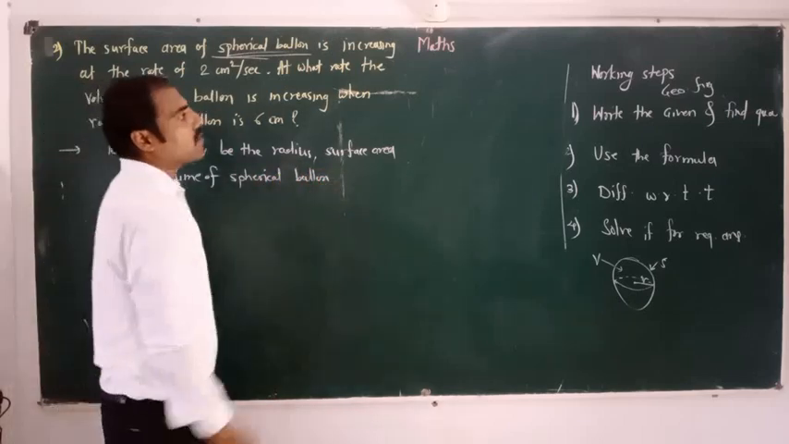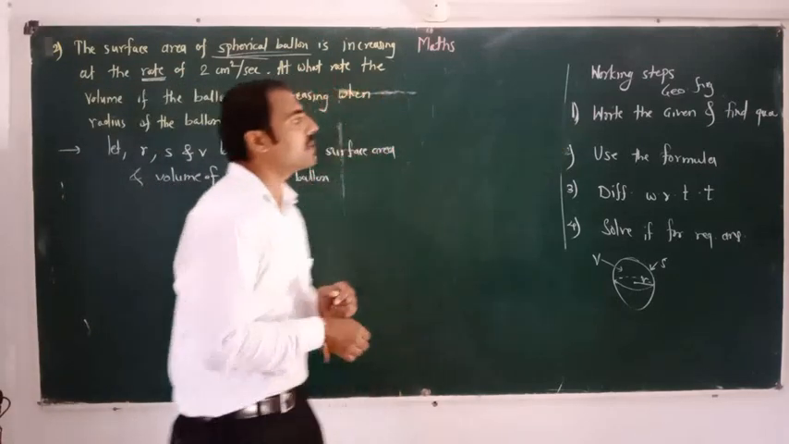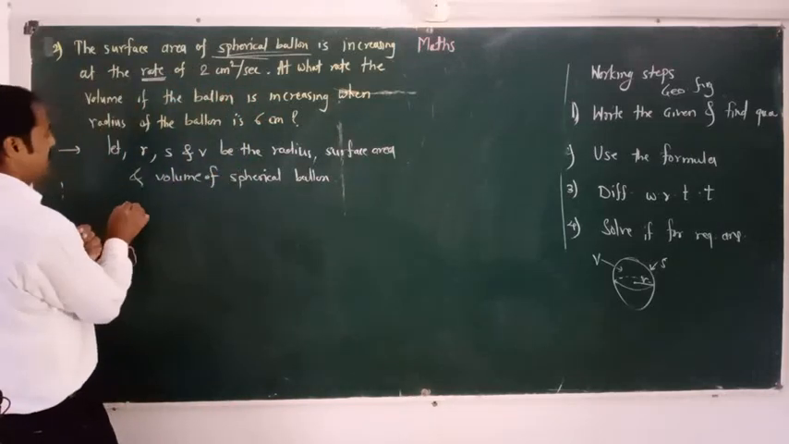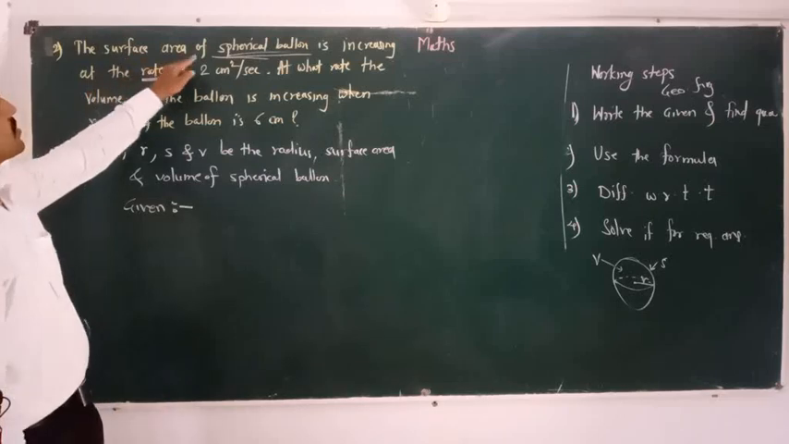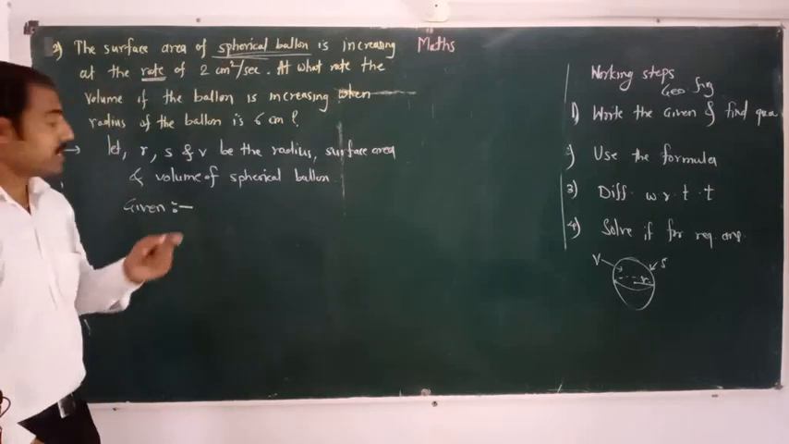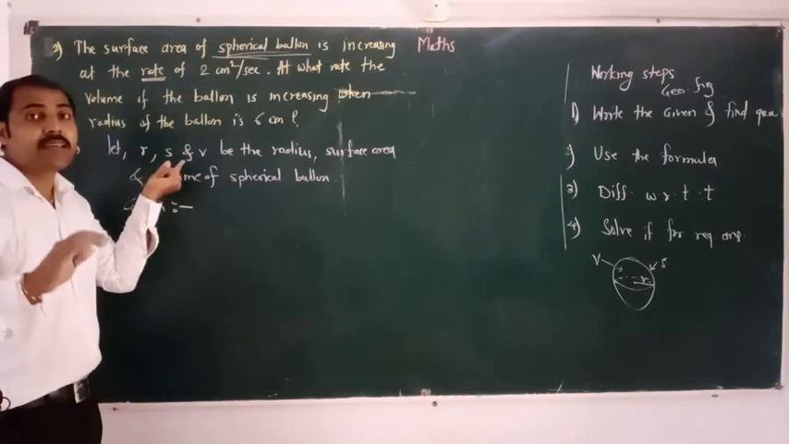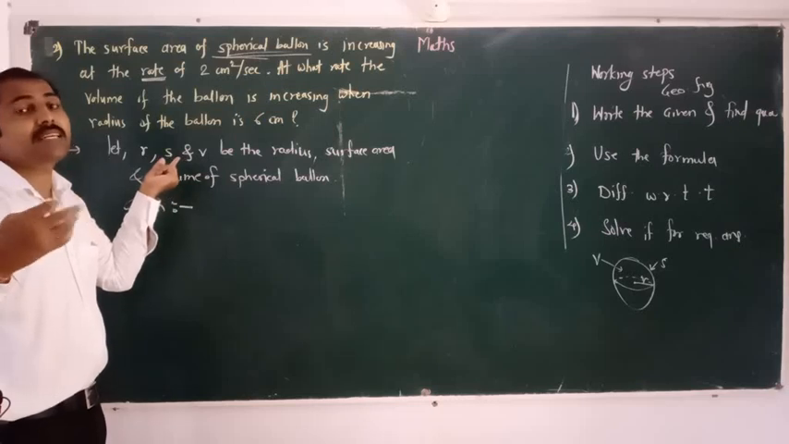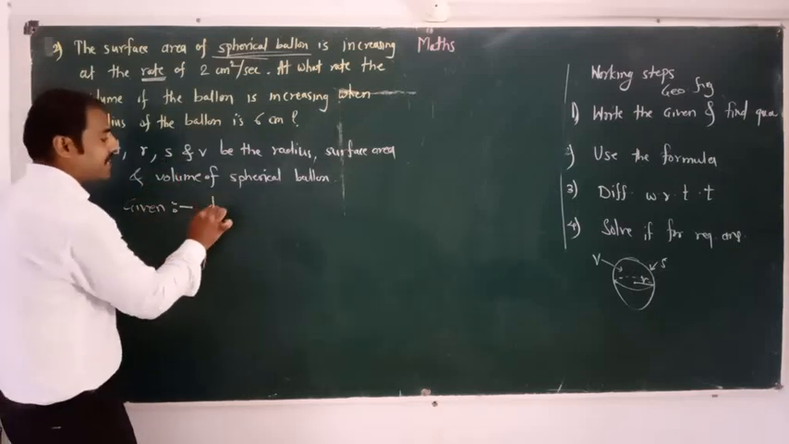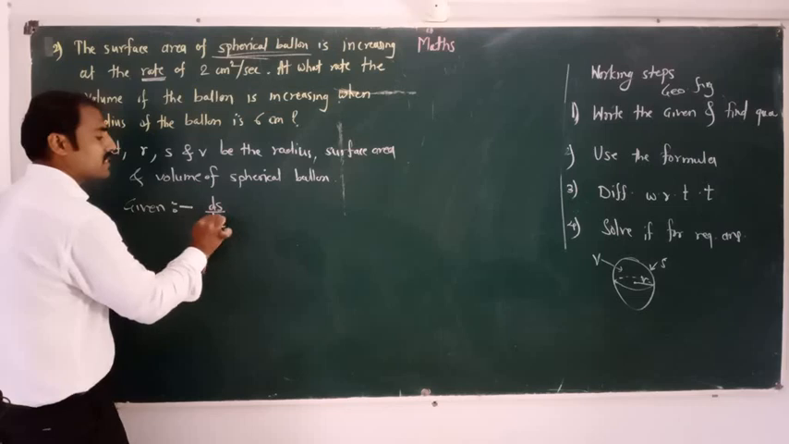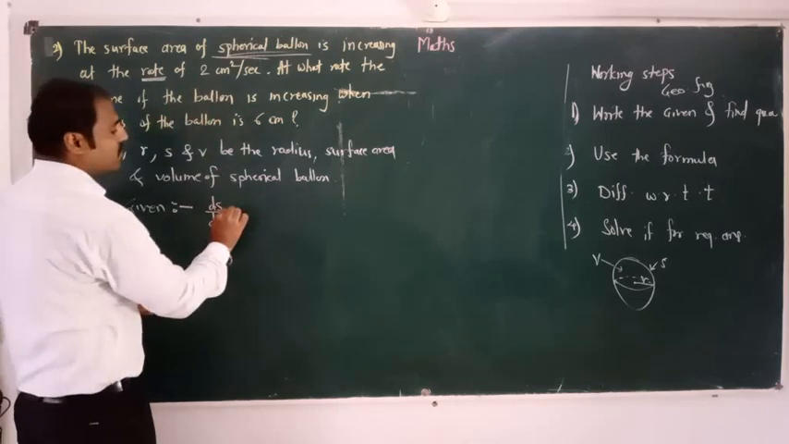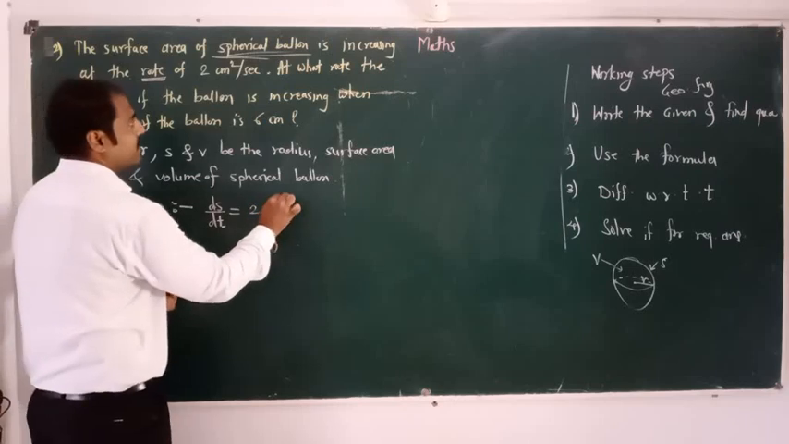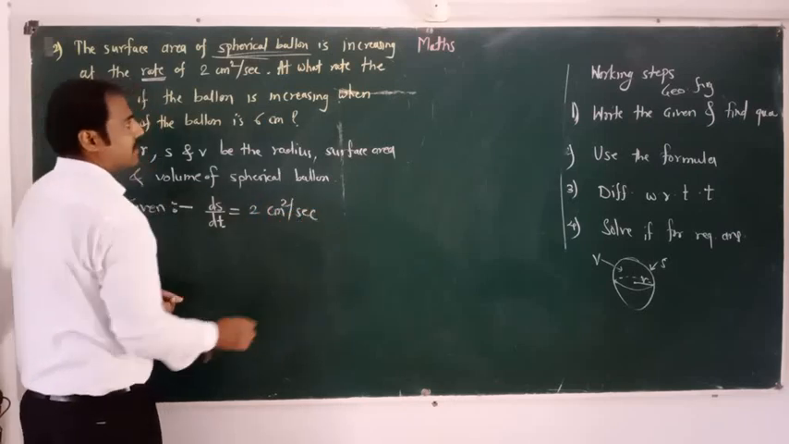Now moving to our working steps, write the given and to find quantities. First I can write given. What is given? The surface area of a spherical balloon is increasing. If S is the surface area, then the surface area is increasing at the rate, it means that the rate of change of surface area with respect to time is given. dS/dt is equal to 2 cm square per second.